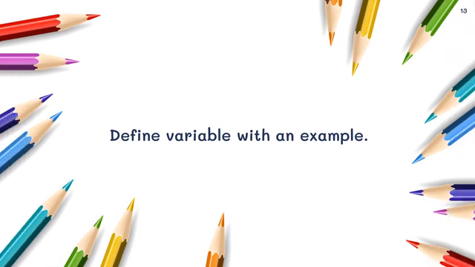Define variable with an example. What is a variable? A variable is a named memory location which holds a data value of a particular data type. For example, int x semicolon. Here x is the variable, int is the data type. Declaration should end with the semicolon.